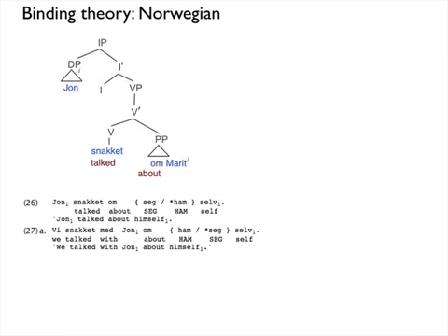So John talked about Mari. Now we put a PP, so we're just changing things around a bit and see how it works, right? And you don't know what's going to happen. You have to test these things. Himself, not okay. John talked about himself, not okay. Seg selv, okay. So that's sort of like what happened before. Seg, not okay.